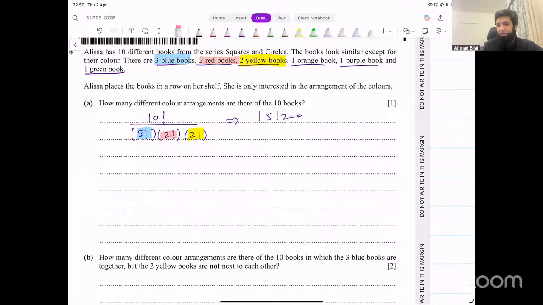If you only do 6 factorial, that does not account for this possibility that you have, for example, blue, red, and then a blue book. Because then you can't have this possibility, right? Blue, red, blue. That's also possible. That's a different color arrangement. Okay.